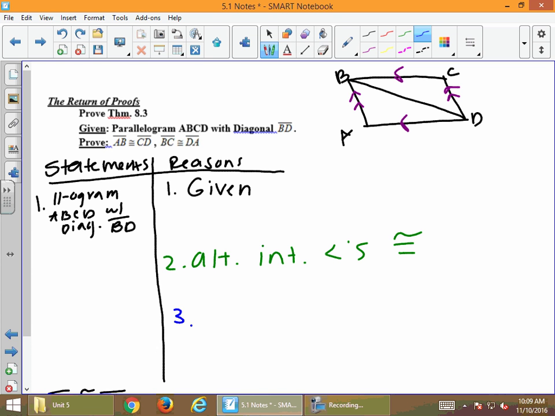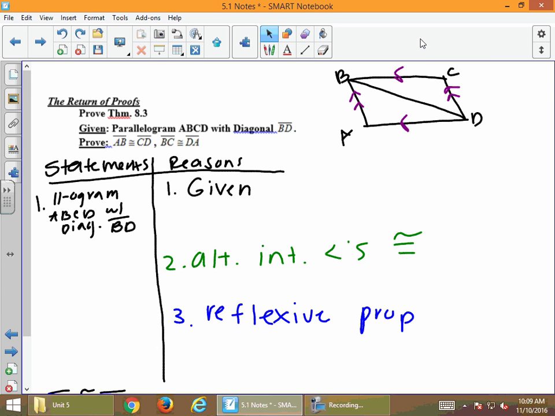Yeah, they're shared sides. They're sharing this side right here. And what did we say our reason was every time we have shared side triangles? Yeah, reflexive property. So we know one of our reasons is going to be the reflexive property. Okay? Well, let's start marking things. I'll name the first alternate interior angle. I'm going to say that guy right there. So angle ABD. It's congruent to what's its alternate interior angle?